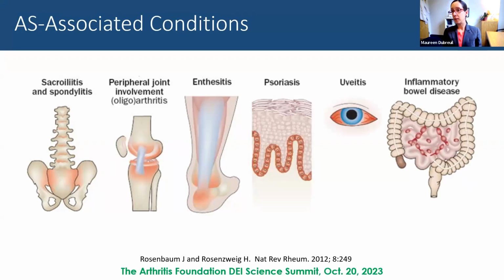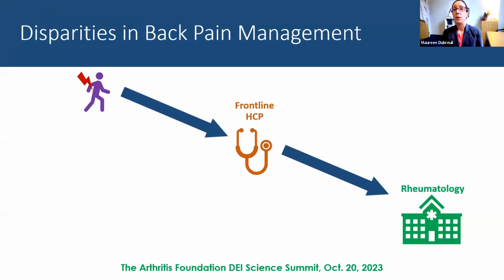Outside of the musculoskeletal system, the condition can also involve the skin by causing psoriasis. It can involve the eyes, causing a condition called uveitis, and inflammation in the bowel can be Crohn's disease or ulcerative colitis. Now, thinking about ankylosing spondylitis, the primary symptom is back pain. And so it's important to think about disparities in back pain management that exist.